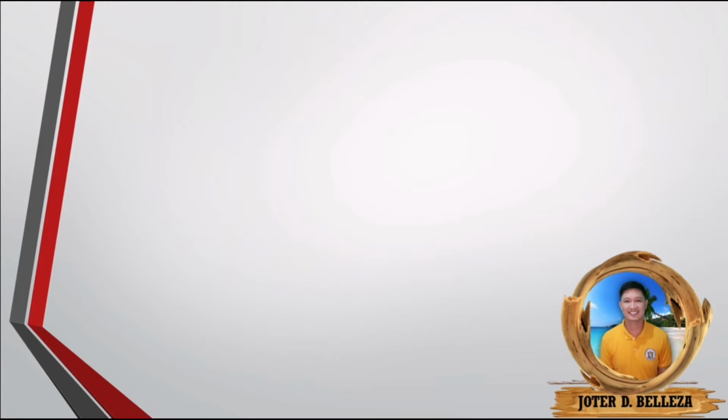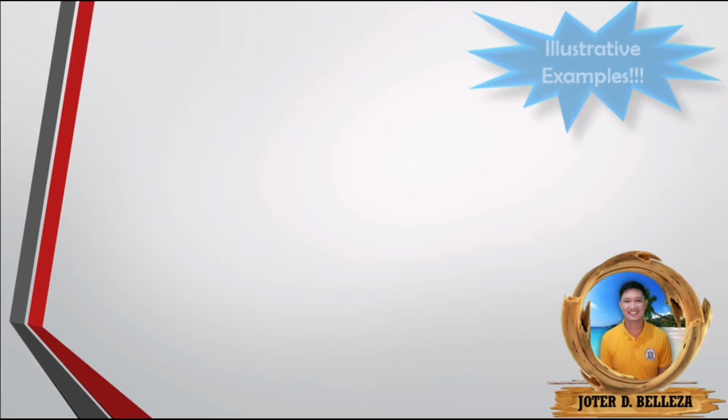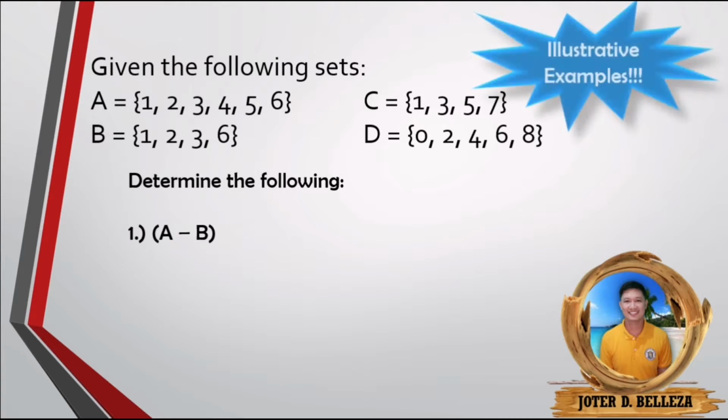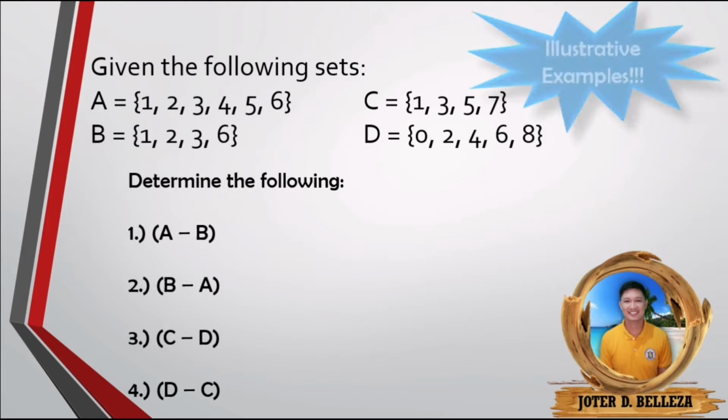To better understand the concept of difference of sets, I'm going to show you some examples. Given the following sets A, B, C, and D, let us determine the following. Number 1, A minus B. Number 2, B minus A. Number 3, C minus D. And number 4, D minus C. Alright, so let's start with number 1.